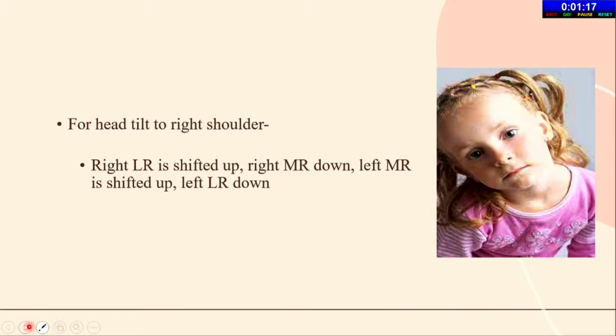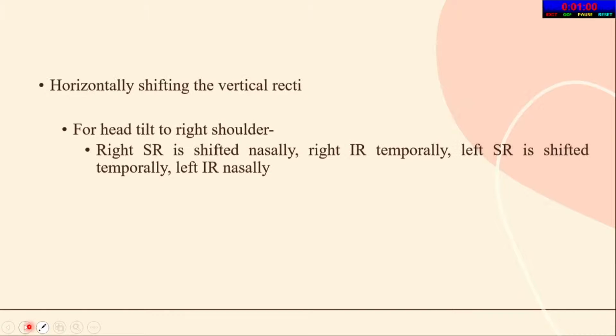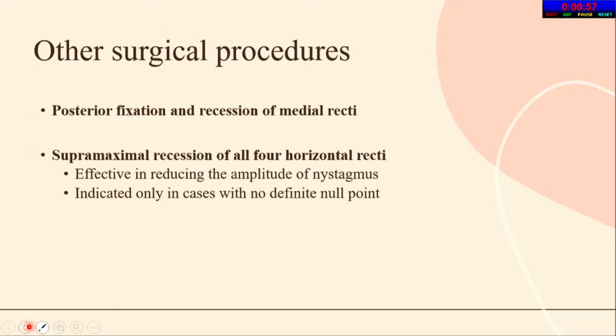So let's say there is a head tilt to the right shoulder. Whatever the patient is achieving, we have to recreate by the surgery. So right lateral rectus is going down, so we have to shift it up. Medial rectus is going up, we have to shift it down. Similar goes to the left eye. And similarly, we can do the horizontal shifting of the vertical recti muscle.